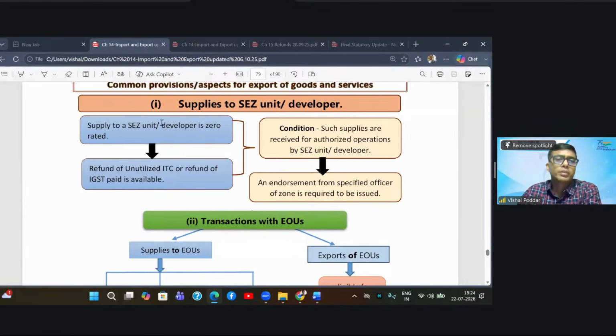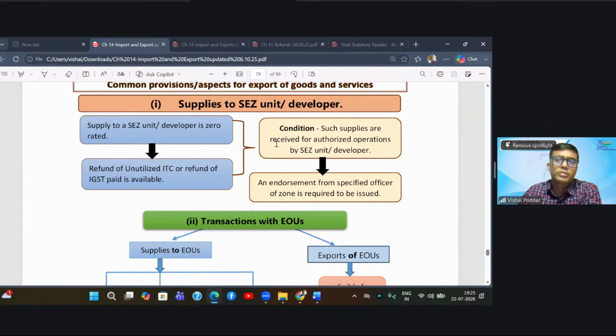Whenever there is a supply to a SEZ unit or developer, it will be treated as zero rated. Now, once it is zero rated, I can claim refund of the ITC, which is unutilized, if I'm doing this supply under bond. Or the second option is, I can sell these goods or services to SEZ by levying GST, which will be IGST, and then take the refund of that.